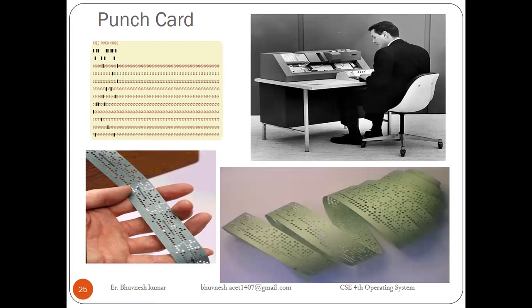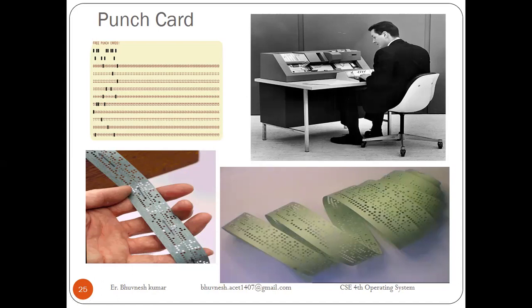This tape is your batch, and this batch will be put in your tape driver. The punch card will be put in your tape driver, and that tape driver will get executed. If one batch gets executed, the second batch will be placed in your system. Second will be executed, then the next one.